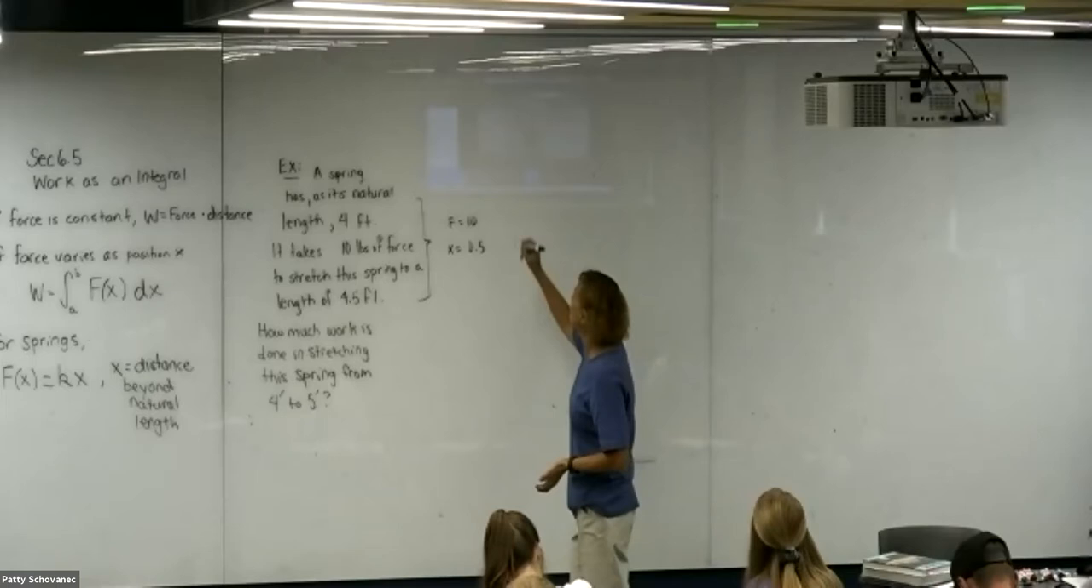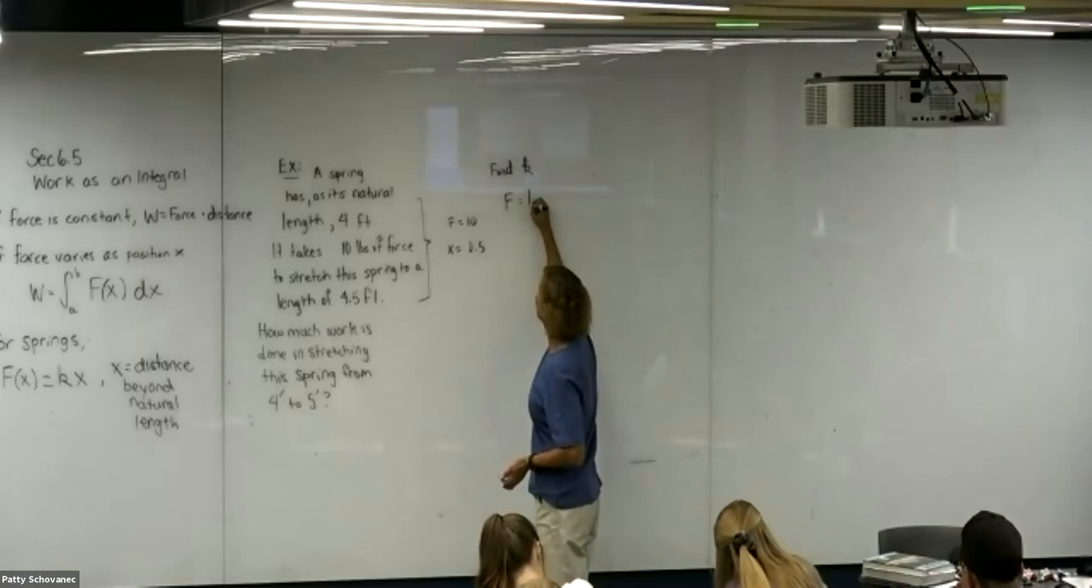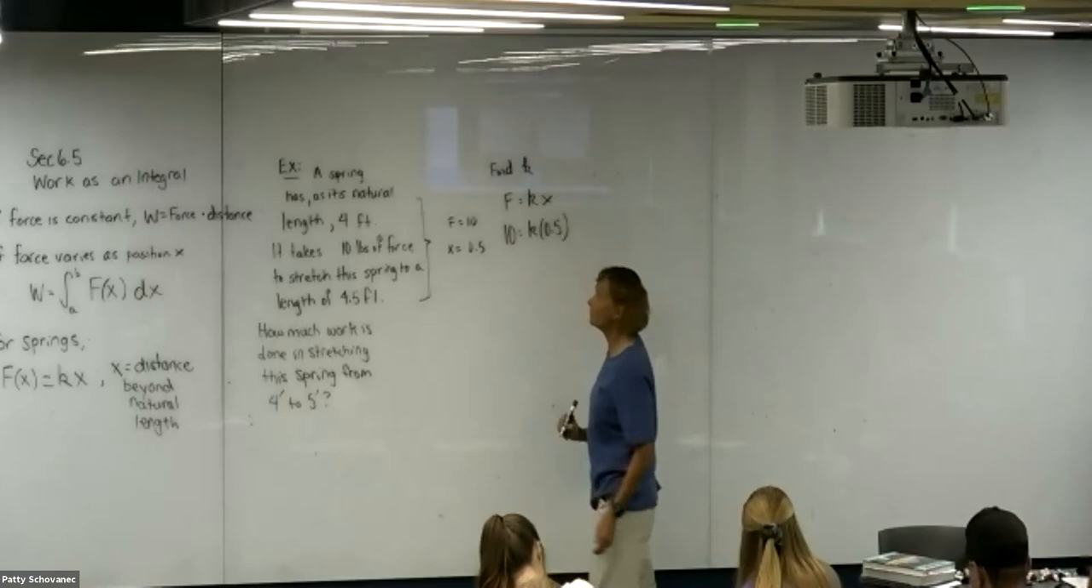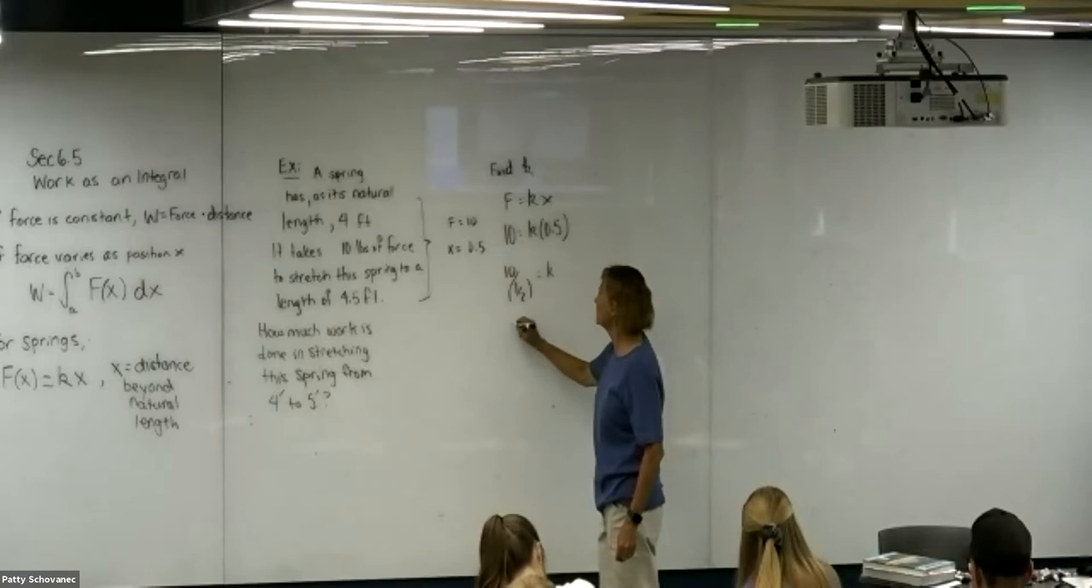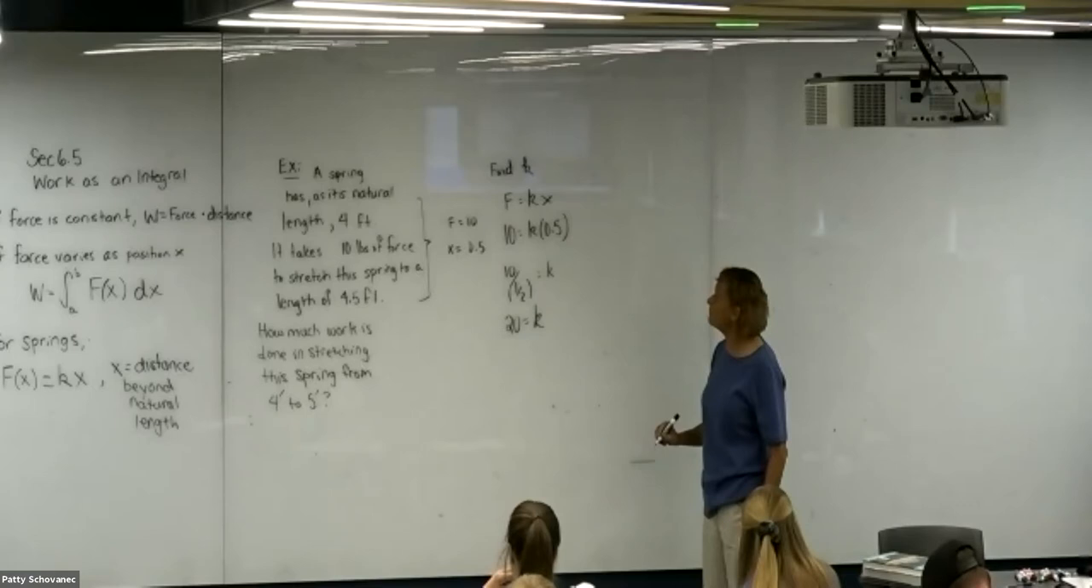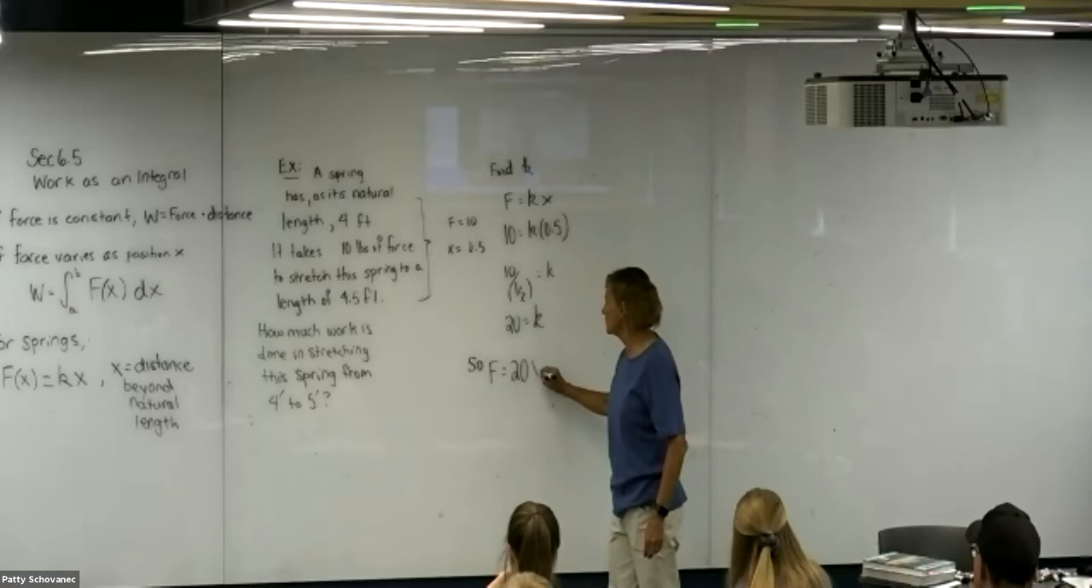So we use that to find k. We have F equals kx. F is 10, x is a half, so I have to divide 10 by a half. 10 divided by a half is 20. So in this particular problem, F is 20x.